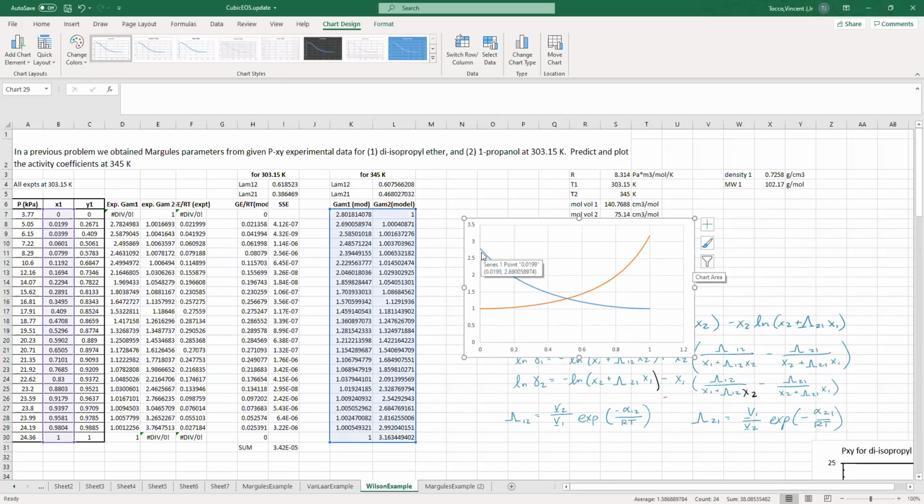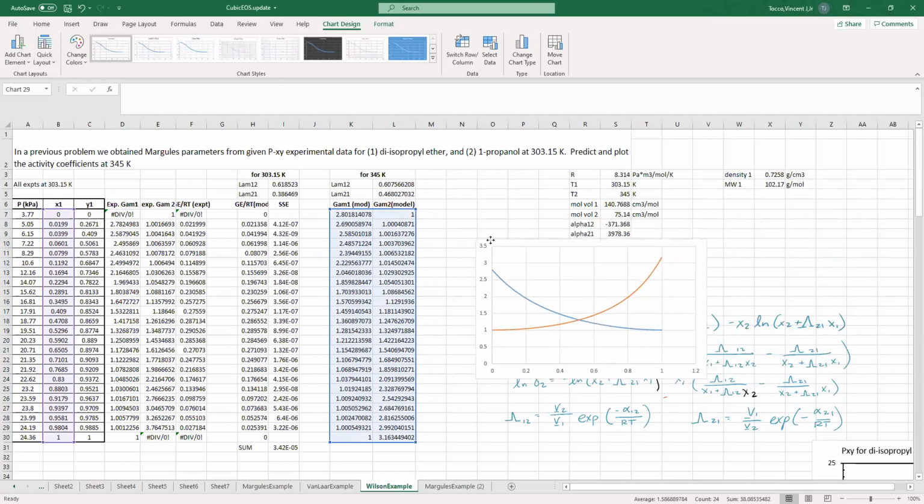Again, this is where the problem asked me to stop, so I'm going to stop here. If I wanted to extend this, I would use these gammas in the modified Raoult's law, and I could plot the Pxy and Txy curves. But for now, I'll call this problem complete.